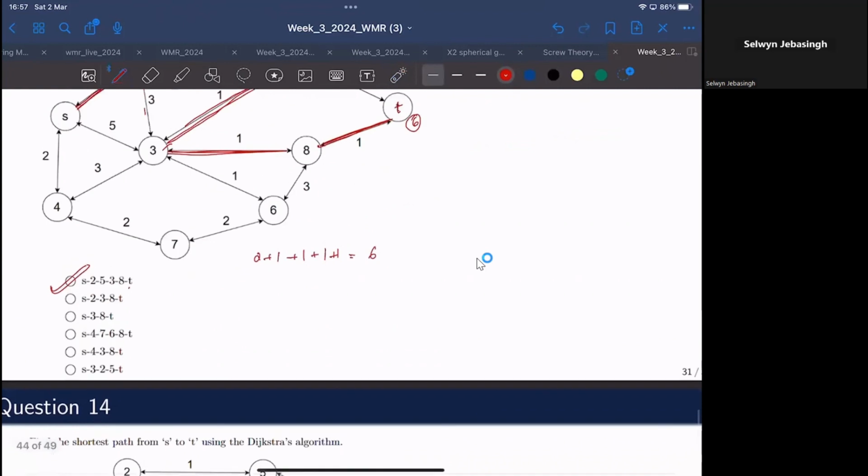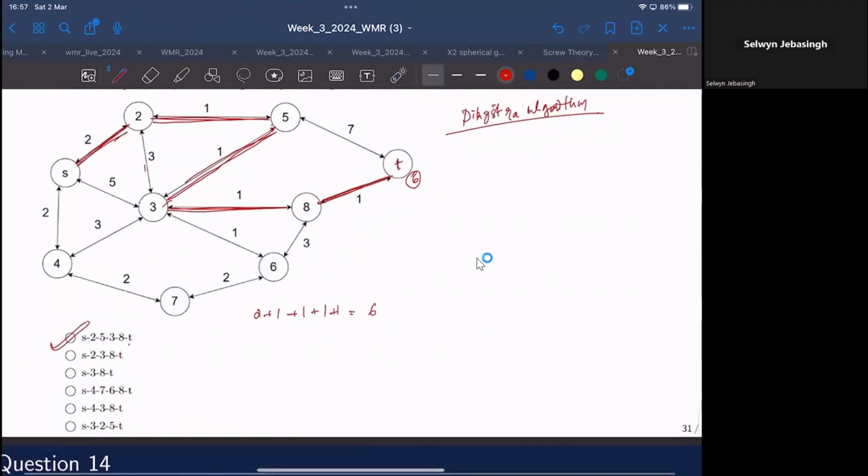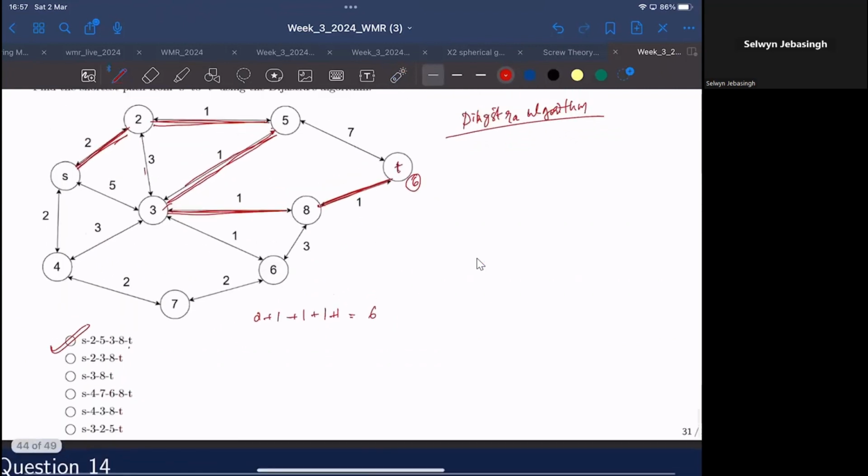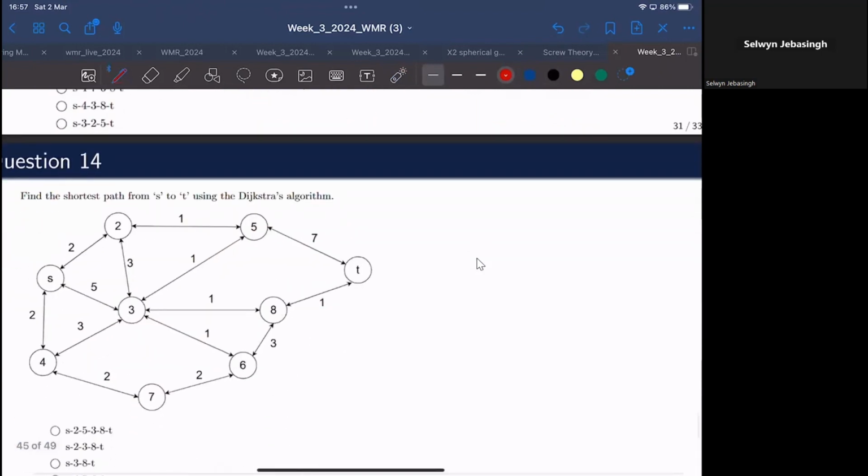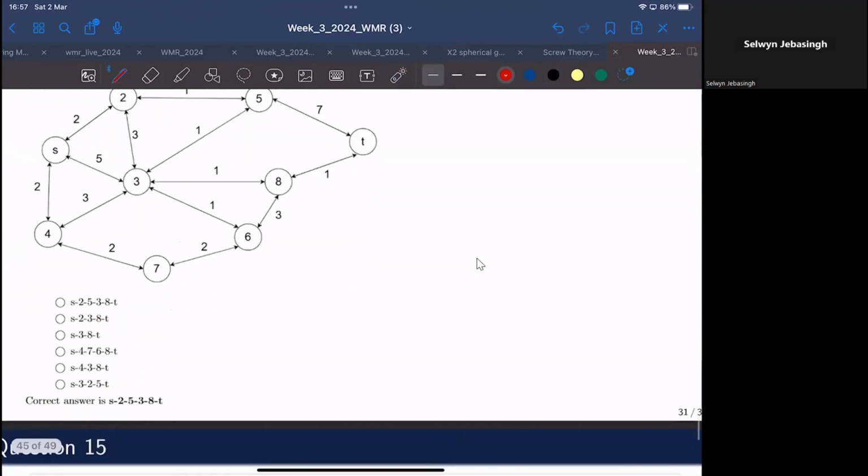And if you still are not able to solve this, you can reach me back on the discussion forum. I can assist you if you are not getting this answer. So the correct answer is indeed option A.